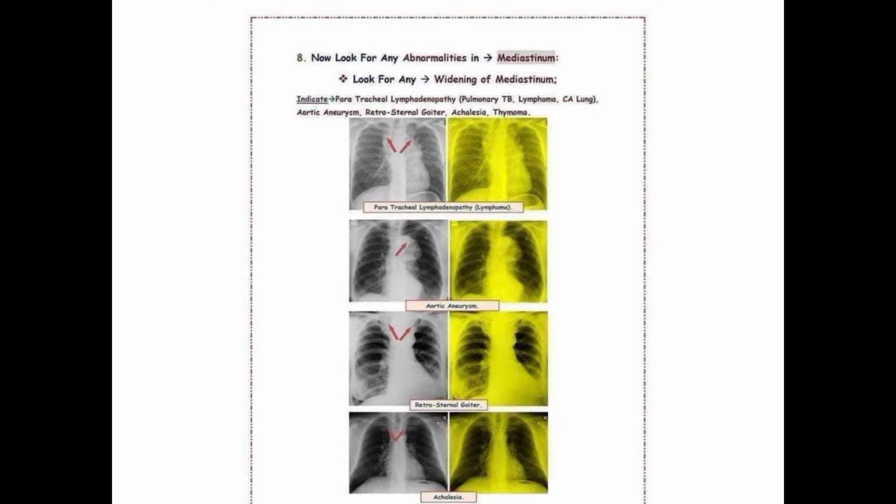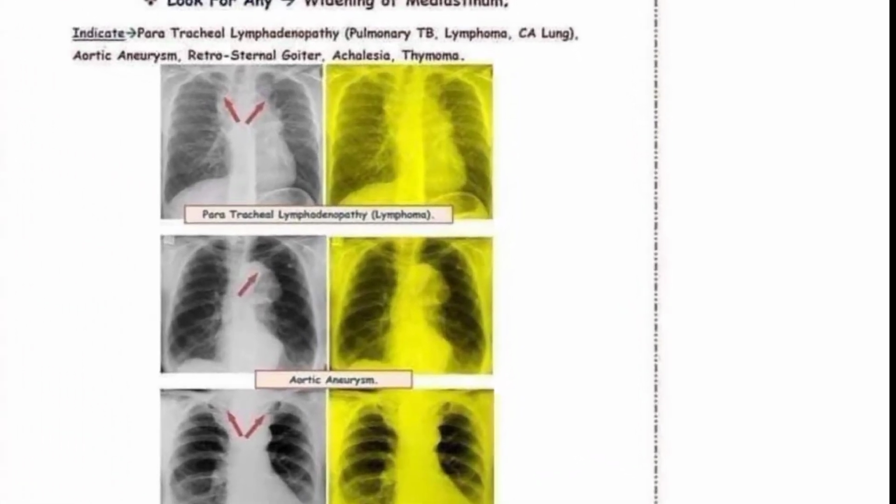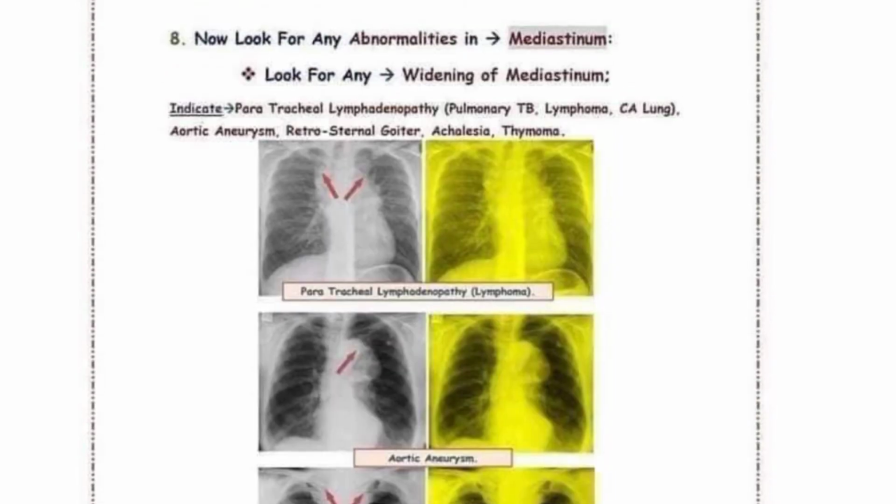Then look for abnormality in the mediastinum, any widening of the mediastinum. Widening of the mediastinum will indicate paratracheal lymphadenopathy, like pulmonary TB, lymphoma, CA lung, aortic aneurysm, retrosternal goiter, achalasia, and thymoma.